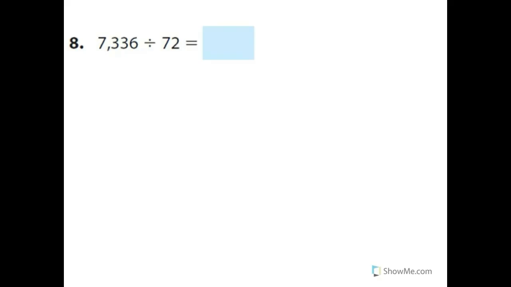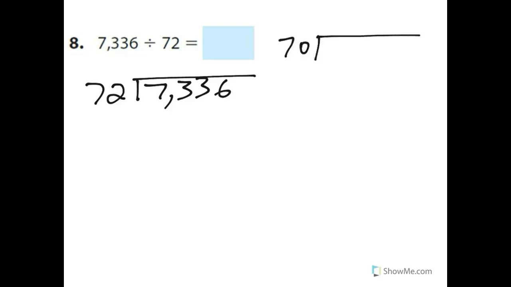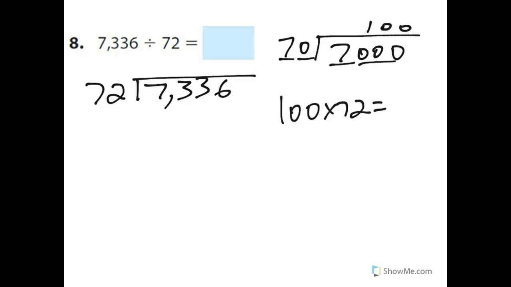And it's going to be 72 divided into 7,336. Go ahead and try that, and then we'll go over it. Alright, so place value is very important here, because if I do 70 into 7,000, well, I can do 7 divided by 7 is 1. How many zeros? 3 zeros minus 1 zero is 2 zeros. So I'm going to multiply it by 100. So 100 times 72 is going to be 7,200. So let's put 7,200 in here.